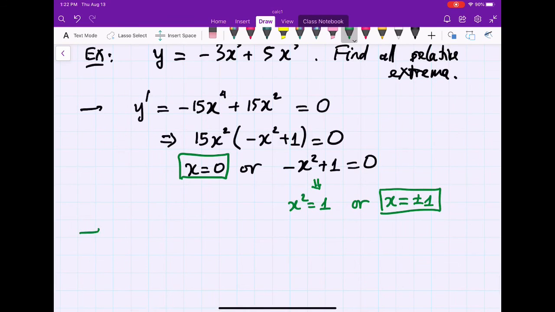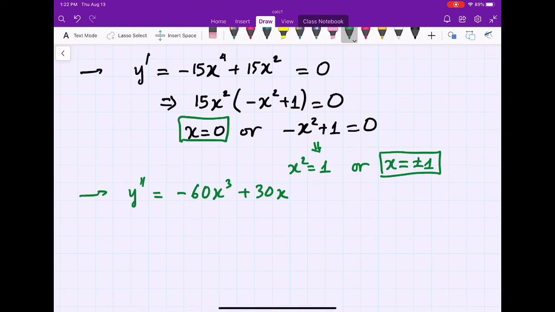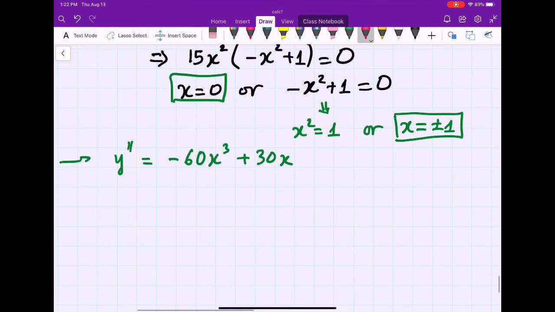Now I will differentiate one more time to get the second derivative. And that is negative 60x cubed plus 30x. And I set this equal to 0. Oh no, we don't need to do that, sorry. We just need to plug all critical points into the second derivative, right? All right, so I have 3 critical points. I have y double prime at 0. That is 0. Sorry, that is no extrema. That is just an inflection point.